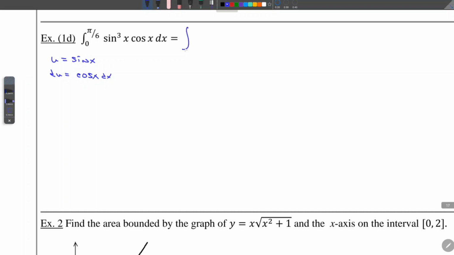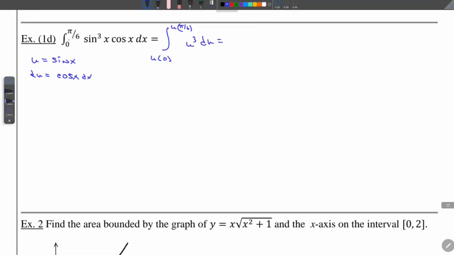So I want to be careful with my limits of integration. I don't want to write these in terms of x's. So we're going to go u of 0 and u of pi over 6. And so this is going to be u cubed du. Something that looked like possibly a challenging integral problem becomes relatively simple when we do these u substitutions.